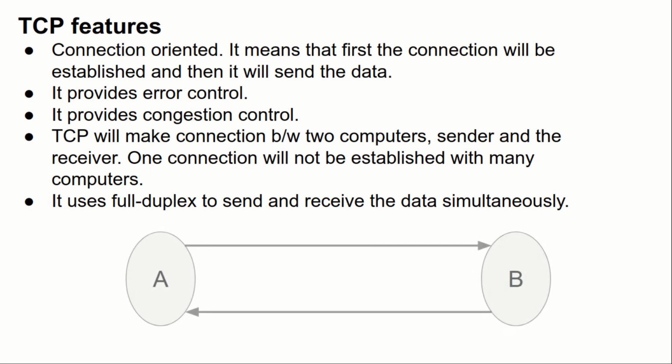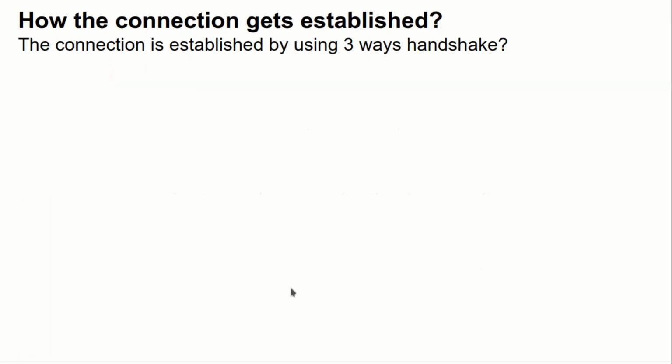Let's say you send data from computer A to computer B, and computer B will also give you the response at once. So the data will be transferred in both directions at the same time. After that, now the question arises: how does the connection get established?